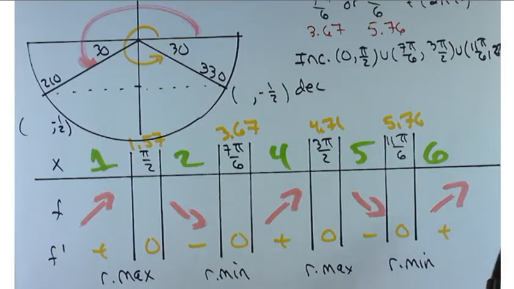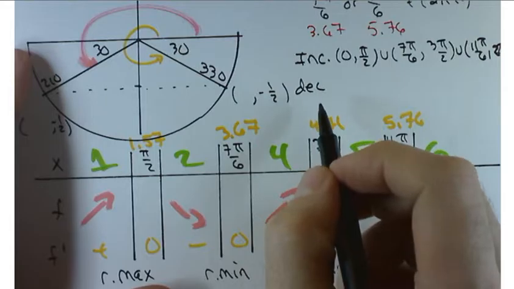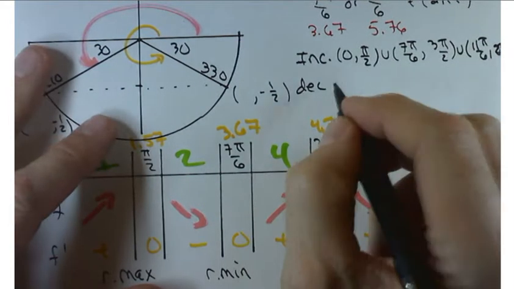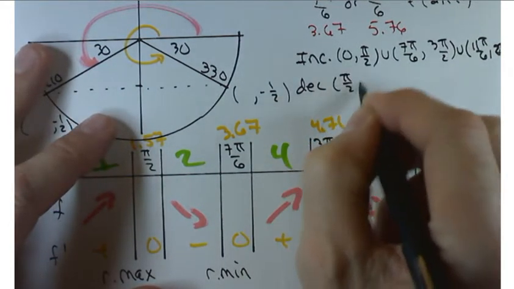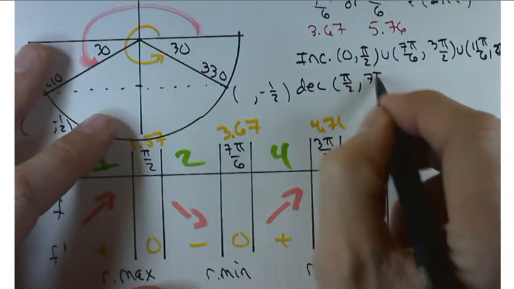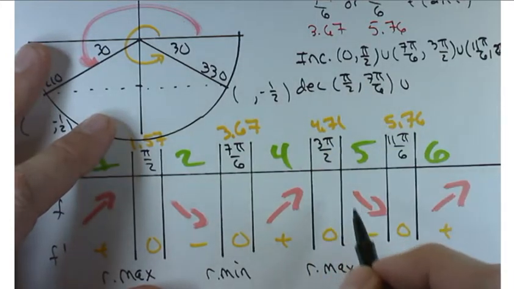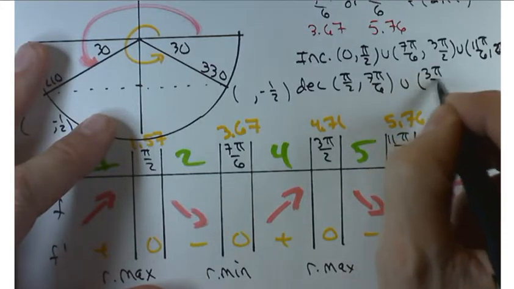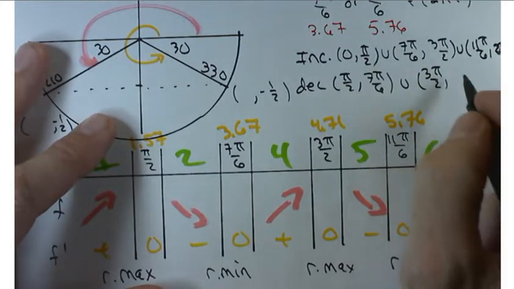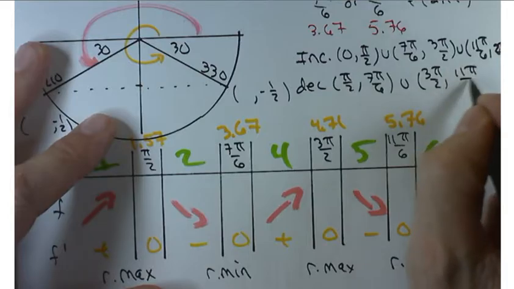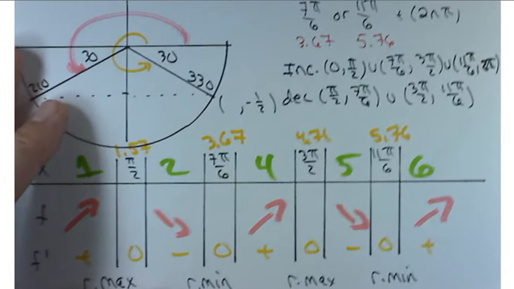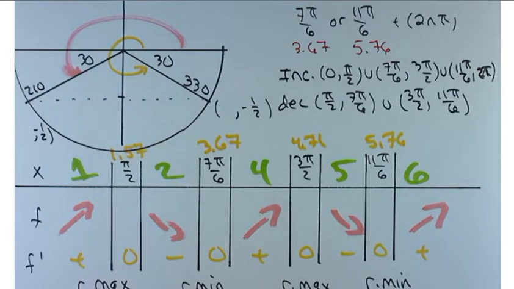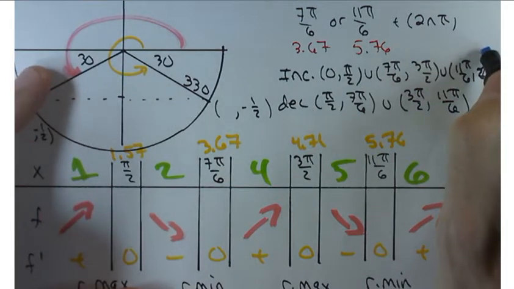As far as decreasing is concerned, that would be from pi over 2 to 7 pi over 6, and from 3 pi over 2 to 11 pi over 6. Yay. Wow. Good on us. There's your final answer.